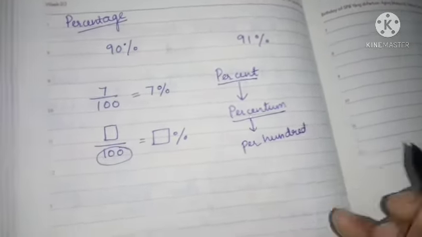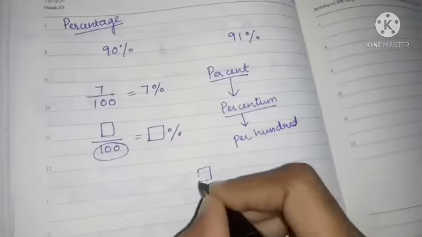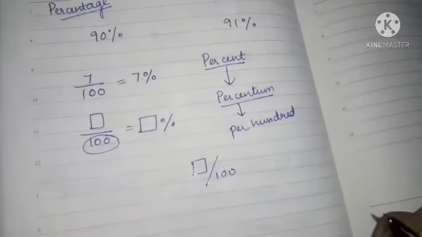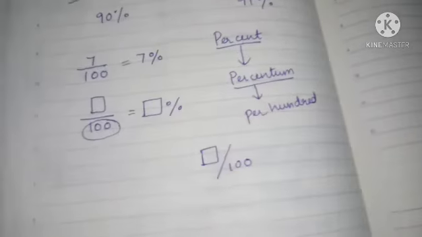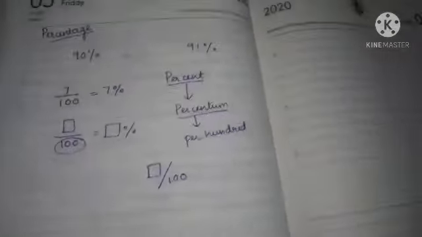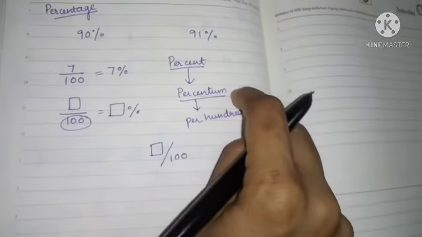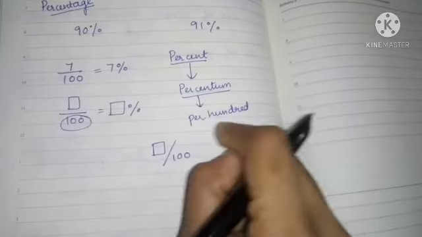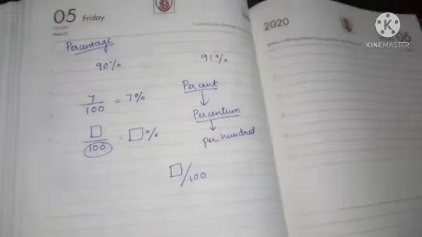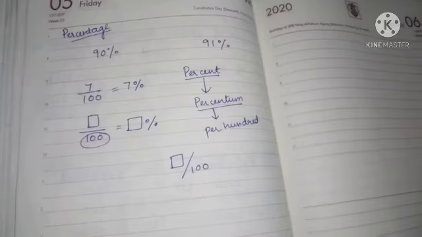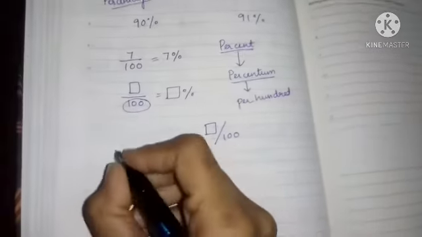Per 100 means that if something is per 100, that value is divided by 100. That is the meaning, right? So percent is a word derived from the Latin word percentum. Percentum is nothing but per 100, which means any number divided by 100. That is the meaning.